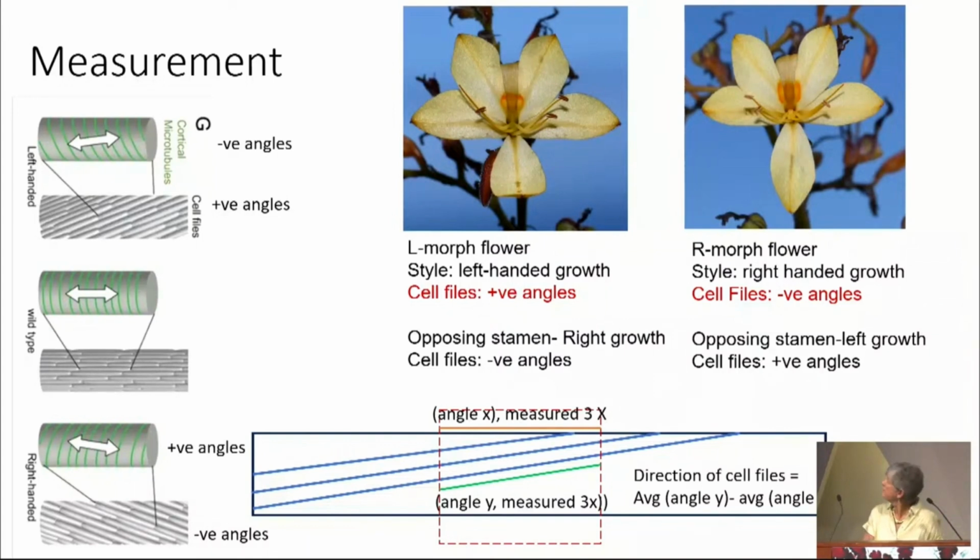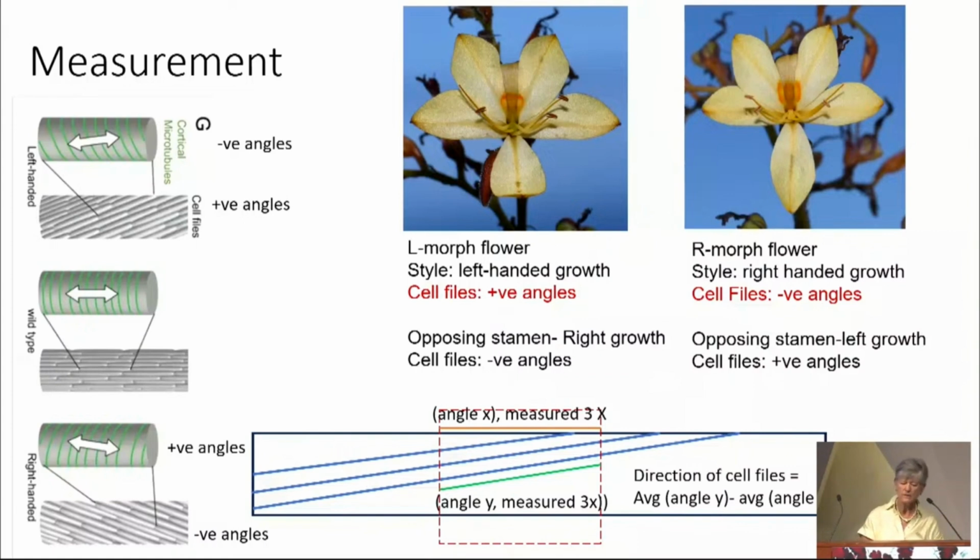Just to remind you, on the top left, you've got a left morph flower, and there we would predict that the cell files should be a positive angle if we've got left-handed growth. And for an R morph flower, our cell files should be at a negative angle if we've got right-handed growth.